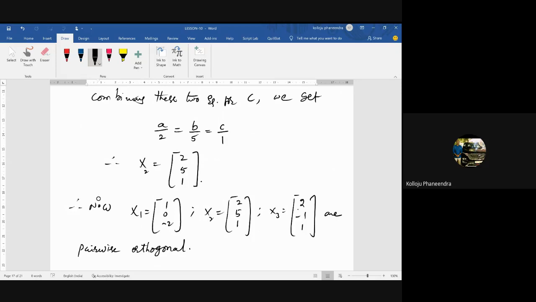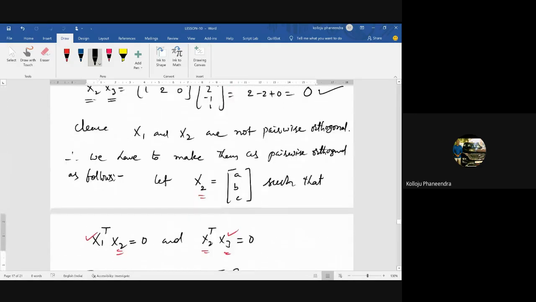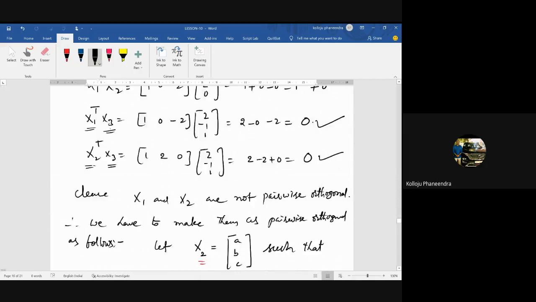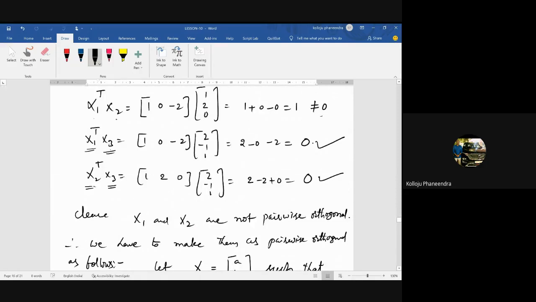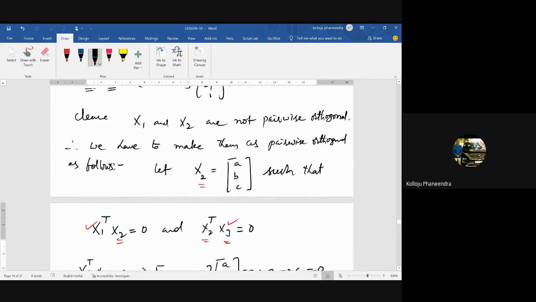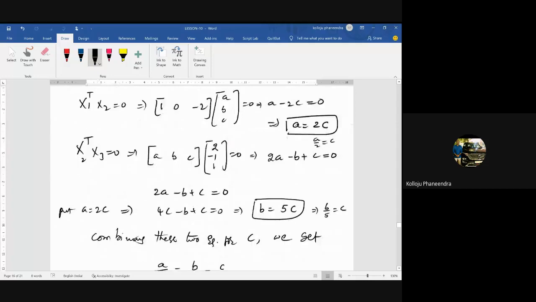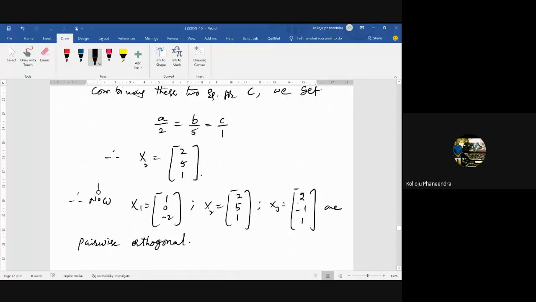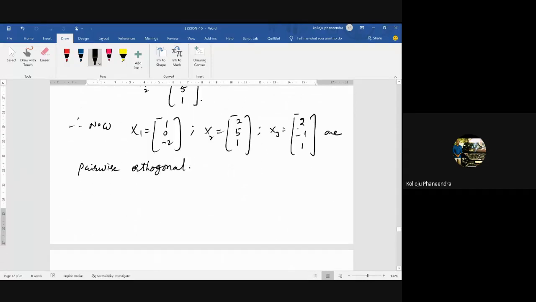First step is what? Write the matrix form, then find A. For A, find eigenvalues, then find eigenvectors, and check orthogonality of eigenvectors. If any product is not equal to 0, then correct it using this procedure, your choice. Here x1 times x2 not equal to 0 means there may be a mistake in x1 or in x2. So I'm taking x2. You can take x1 also, it doesn't matter. Then I am getting new x2 as (2, 5, 1). Now all these three eigenvectors are pairwise orthogonal.